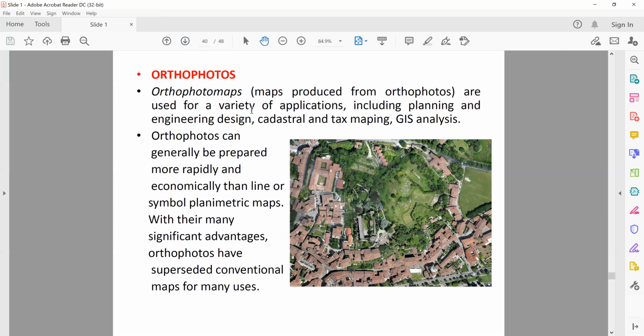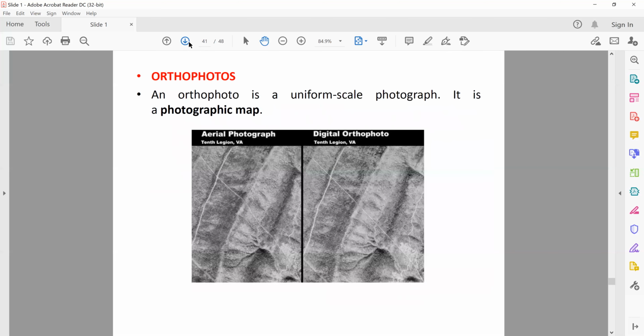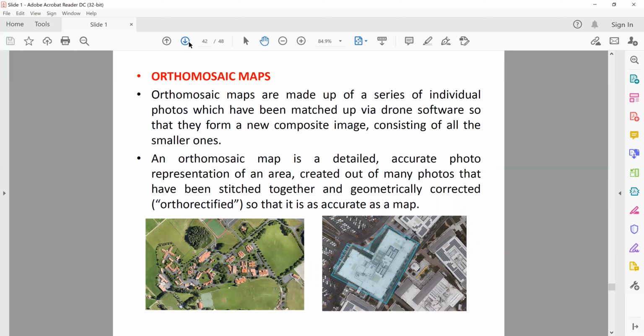So these are very useful. They have a variety of applications such as planning, engineering design, cadastral maps, tax mapping, GIS analysis, a lot of different functions that these pictures can perform. You can see how in one picture the points are at different elevations, and in the other picture, which has been auto rectified, all the points seem to be at the same elevation. Once these pictures are corrected and stitched together, you get orthomosaic maps.